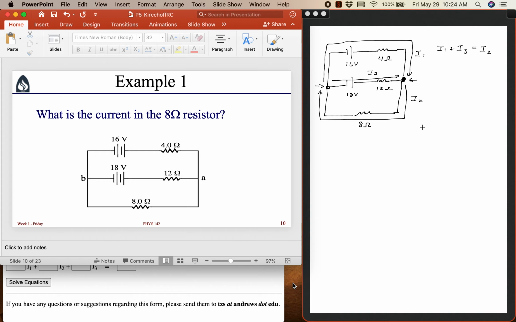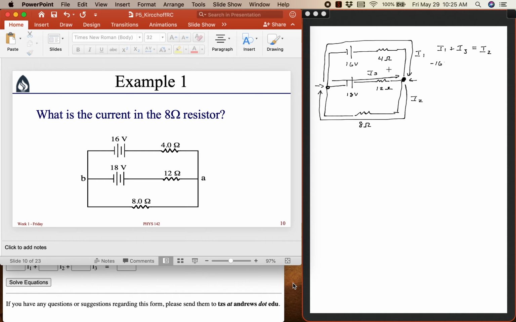Next, I'm going to need to apply the loop rule to 2 of the 3 possible loops in this circuit. So first I'll go around the full outer loop. And we could pick any of the loops, but I'll go around the full outer one. If I go clockwise, I could go counterclockwise as well, it doesn't matter. But if I go clockwise around this full outer loop, I would first hit this battery, and I hit the negative terminal first, which is the shorter side. So since I hit the negative terminal first, I would write down minus 16 volts.